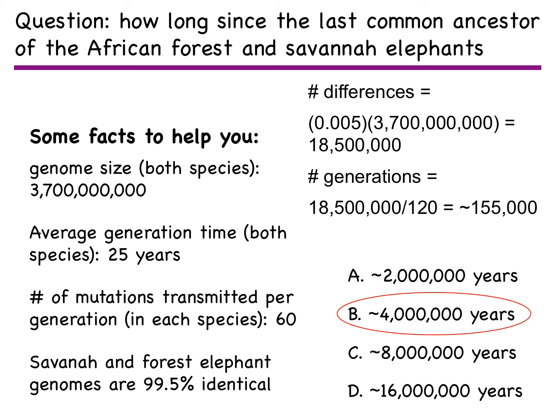The number of generations is equal to the number of differences divided by the total number of mutations acquired at each generation. I'm taking the number of mutations transmitted per generation in each species, and I have to double that, because there are going to be 120 new mutations at each generation, since 60 come from one lineage and 60 come from the other lineage. That gives us 155,000 generations since the last common ancestor. If we take the average generation time as 25 years, we just multiply 25 times the number of generations, and that gives us the time since the last common ancestor. That should come out to roughly 4 million years. I know it's a little bit less than that, but it's roughly 4 million years.